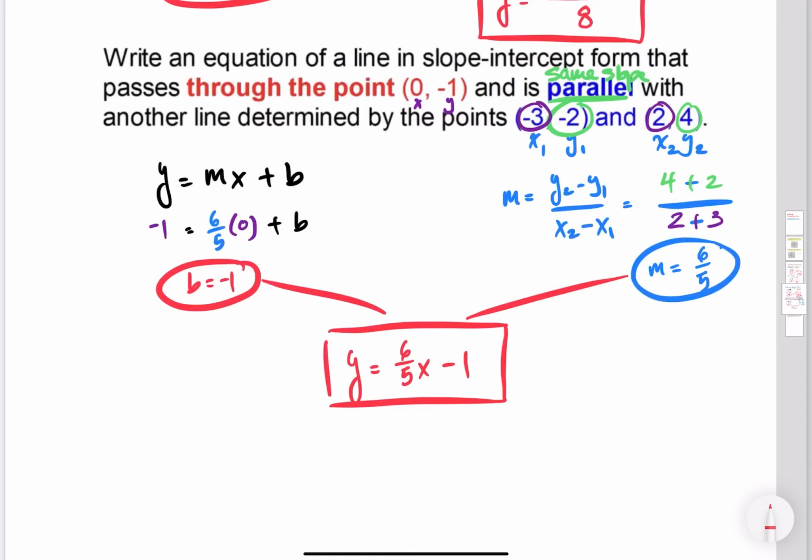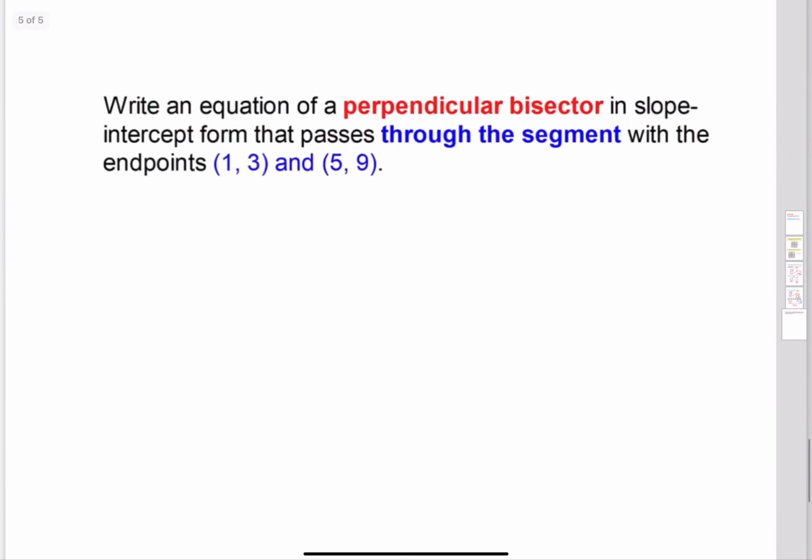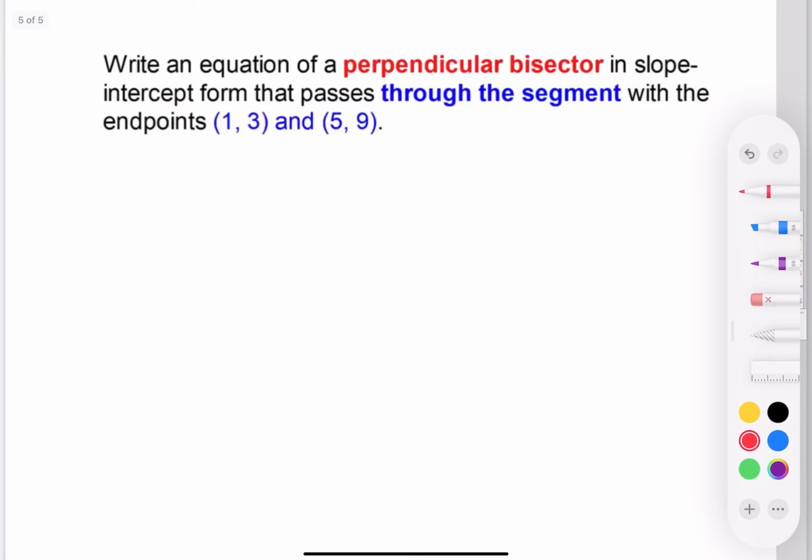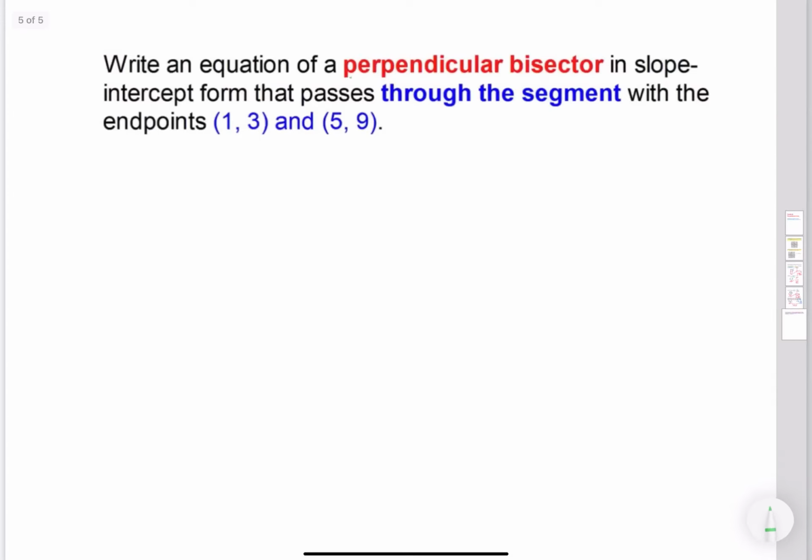All right, so let's go ahead and try one more. And again, this one is slightly different here. Pretty much the same thing as the last one, but this is a little bit different because this time they're looking at a perpendicular bisector. So here we know it's perpendicular, and perpendicular means that the slope is going to be a negative reciprocal.